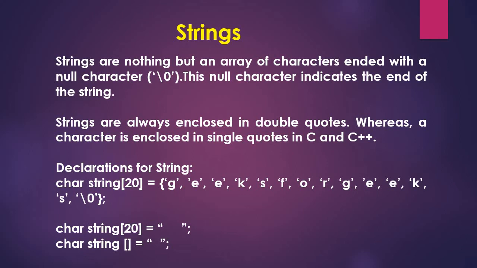Declaration of a string. So how to declare a string? Char, the data type again, then the name of the string, and the 20 mentioned between the square brackets is the size of the string. That means the maximum we can have is 20 characters inside the string array. It's a collection of characters, as we said, G, E, E, enclosed between curly brackets, and finally backslash 0 to indicate the null character, that is, the last character.